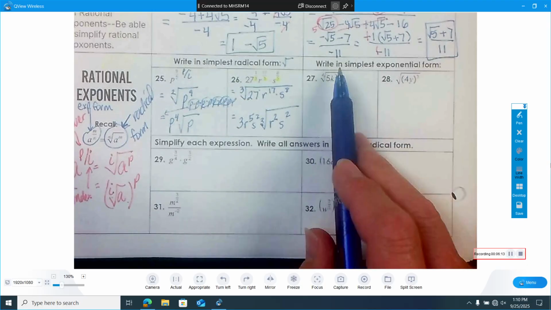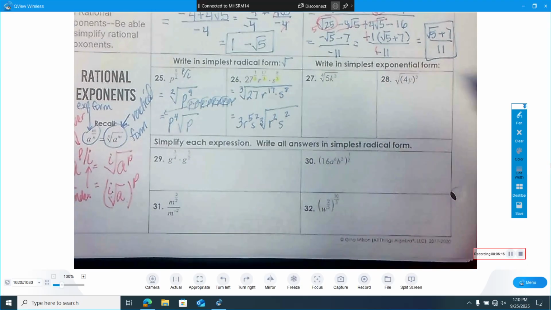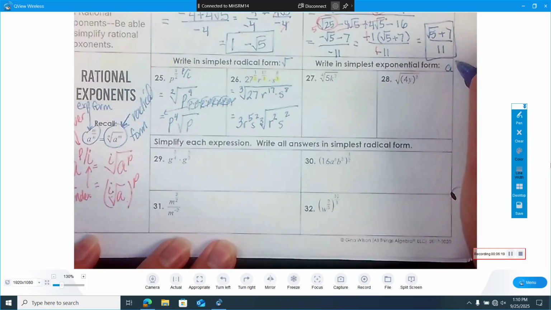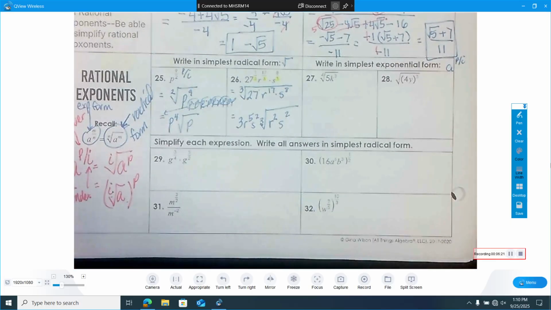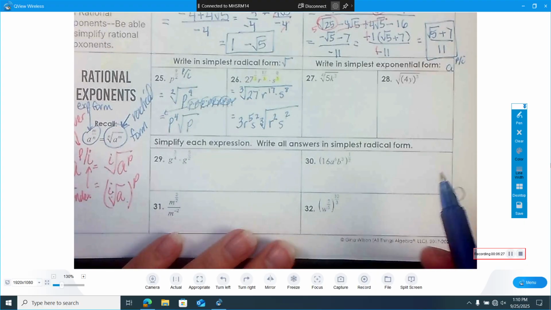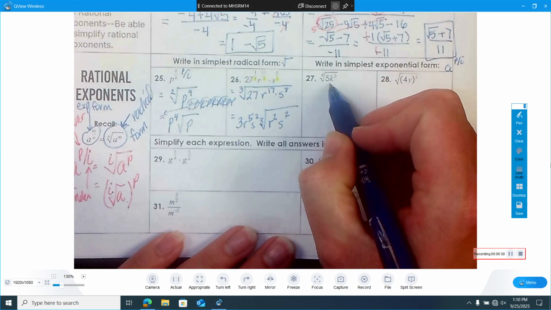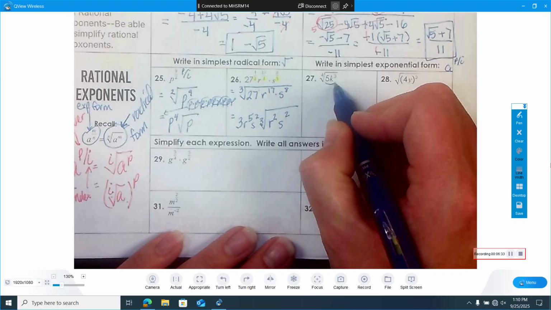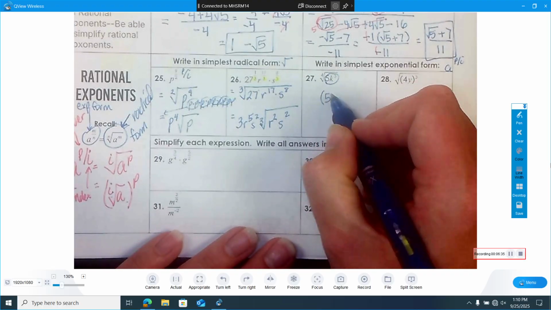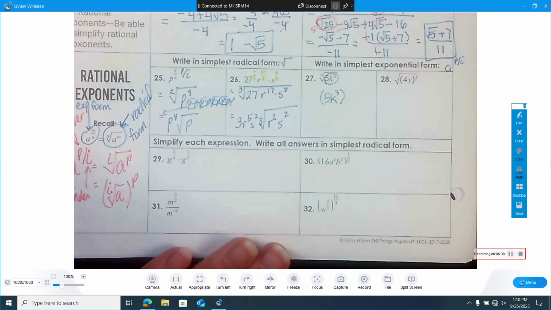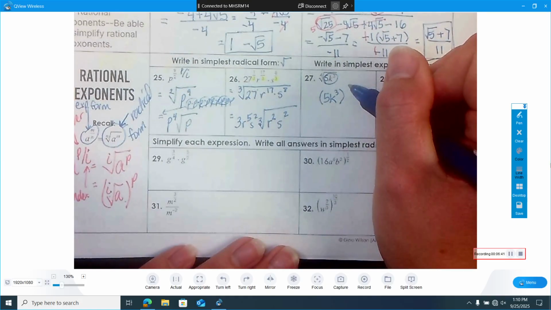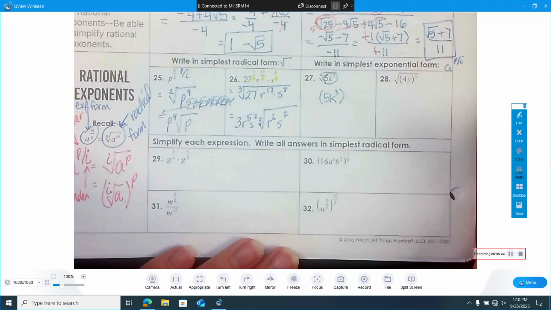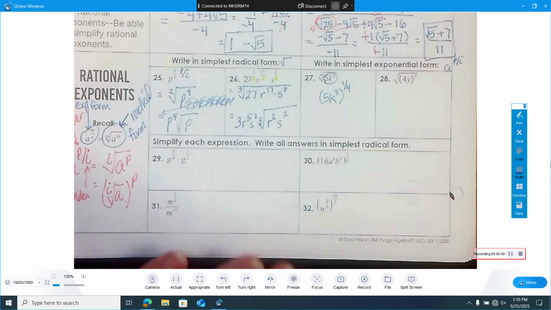Okay. So here in 27 and 28, we want to write in the simplest exponential form. So exponential means we want to have a base with an exponent, a rational fractional exponent here. There's a couple ways we can write this, but underneath my radical is all of this stuff. This 5k to the third is all underneath the radical. And so what would the exponent be that would give me that fourth root? 1 over 4, yeah.